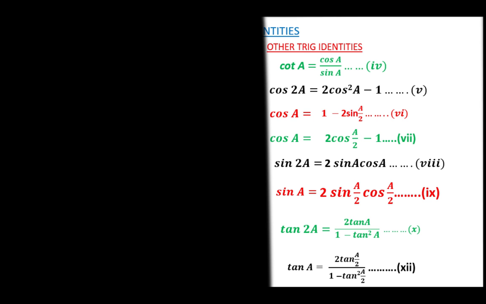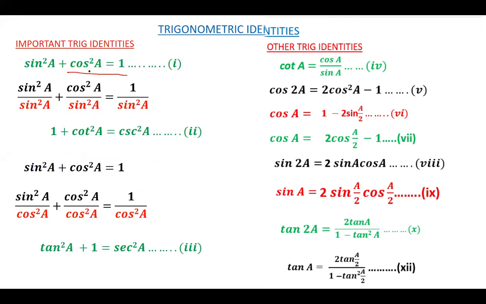And then here, when you look at cos squared x minus 1, from this identity, which said sine squared a plus cos squared a equals 1, we can make sine squared a the subject. So when we make sine squared a the subject, we're going to have something like this: 1 minus cos squared a.